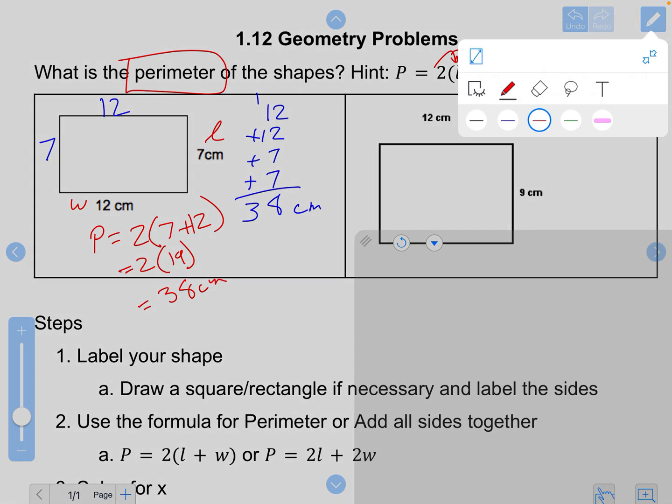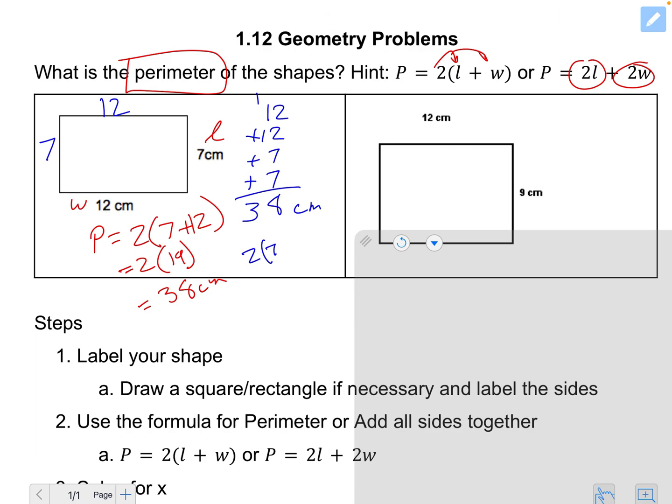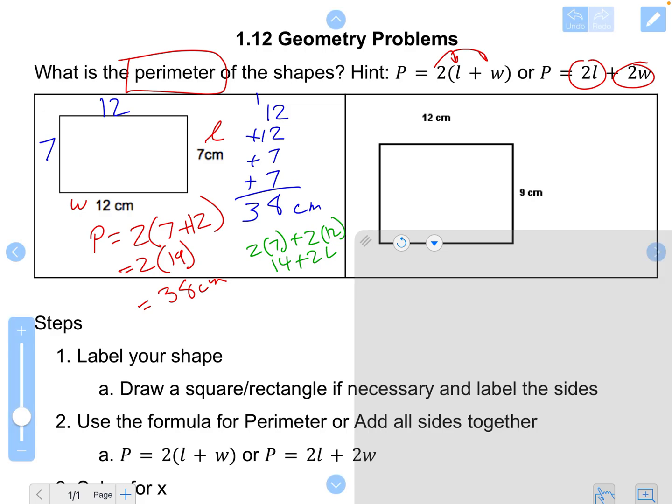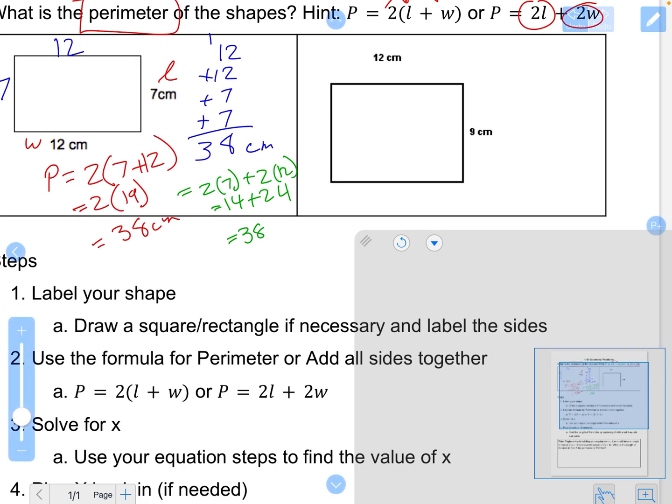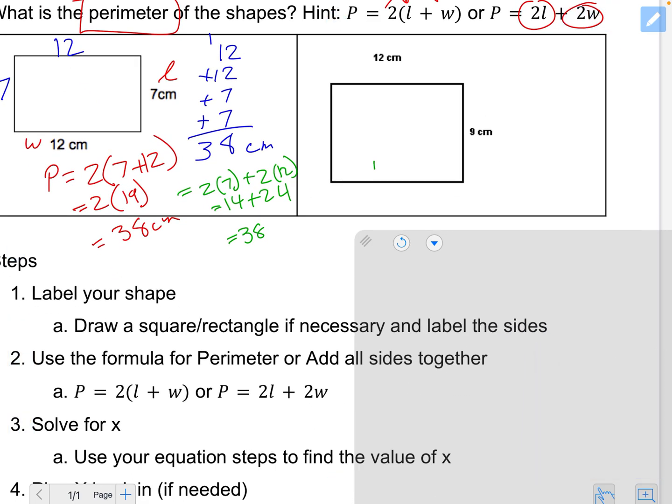Or I can do it the other way. I can go 2 times 7. Let me do a different color to make it a little bit easier. 2 times 7 plus 2 times 12. I get 14 plus 24, which equals 38. So again, it's 3 ways to do the same problem. It's just whatever you're most comfortable with. So go ahead and do this next problem on your own, but remember to label all of the sides and work on it from there.